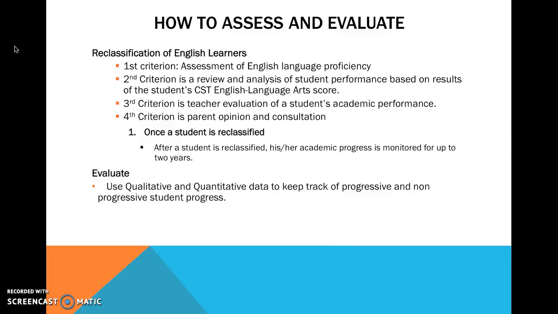Next is going to be the second criterion, which is a review and analysis of the student's performance based on results from the student's CST English Language Arts score, and then of course many other test scores and considerations are taken into that as well.